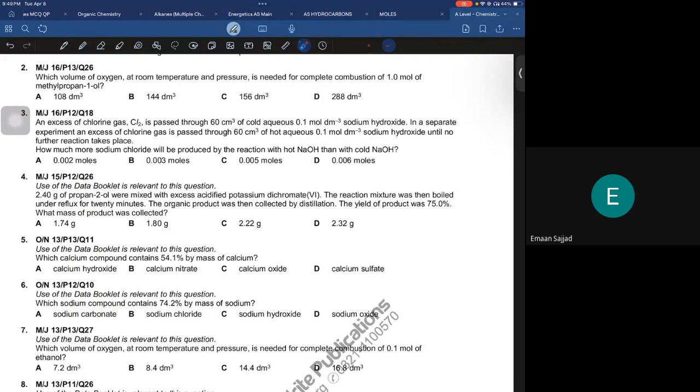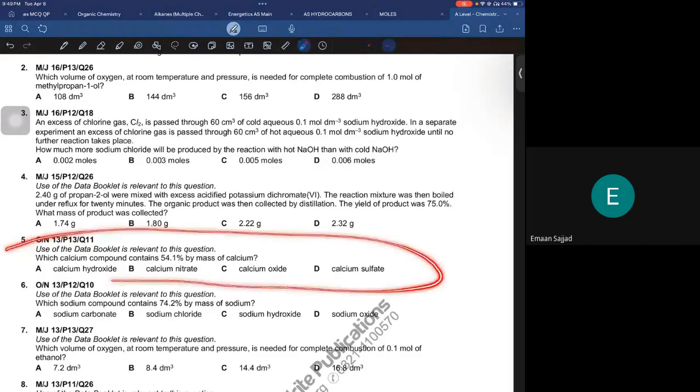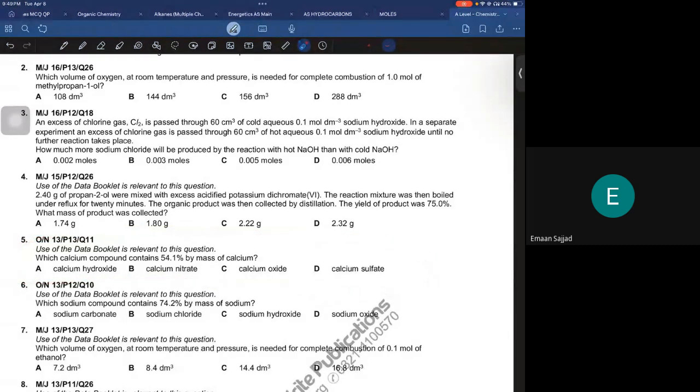See, the same question, it's related to the percentage by mass. So what do you think about that? Which compound is going to have 54% calcium? You must know the formula. This is calcium hydroxide, CaOH2. This is calcium nitrate. This is calcium oxide. This is calcium sulfate. Simple. What's the answer?